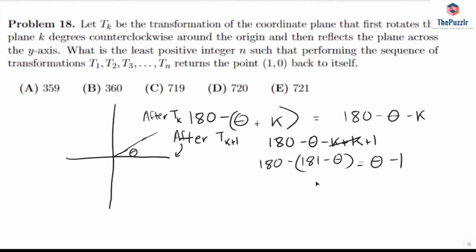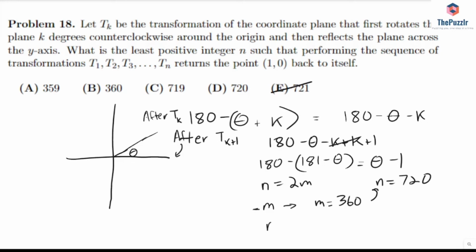Now we can do casework on the parity of n. If n is even, so if n equals 2m, then for each two transformations we've subtracted 1 degree. So we've shifted theta by negative m degrees. The first time that's going to come back to itself is after m equals 360, which means that n would equal 720. So that gives us one answer. We know that 720 can be achieved.